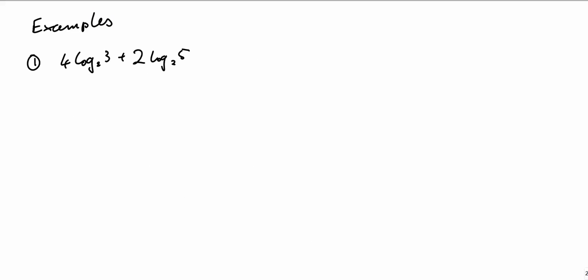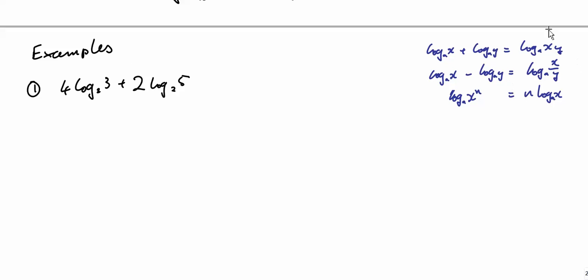Now some examples. Here's the first one of using all the rules in combination. 4 log 3 plus 2 log 5. Here are the rules here. Well, we can't add these directly. We can't use the top one directly because this is log x plus log y is equal to log of the product xy. We've got 4 log plus 2 log.